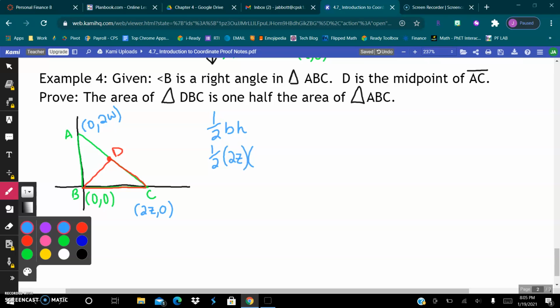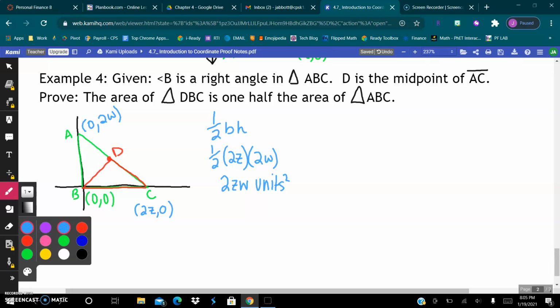And then our height is up 2W. We're going to have to go up to get there. And if we multiply the numbers, we have 2 times 2 is 4. Half of that is 2. And then we have ZW, and these are units. We don't know what they are, squared.